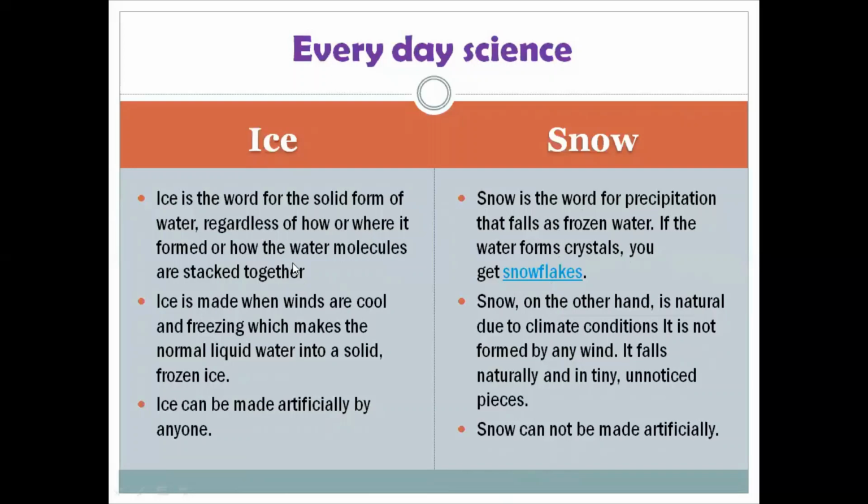अब फर्क क्या है यहाँ पे? जो ice होता है, it mostly been made at the ground, वो जमीन पे बनता है. It always has a climatical condition. जब temperature कम हो जाता है, जो पानी होता है, the water which is being at the surface of it, it converts into the ice in the solid form. So we call that the ice. So ice is made when winds are cool and freezing, which makes the normal liquid water into solid or frozen ice.